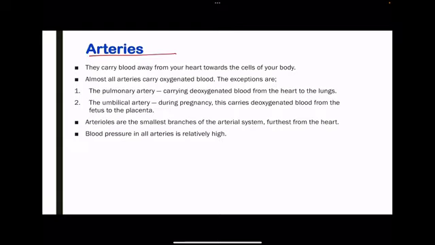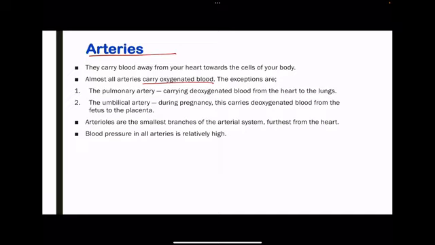Beginning with the arteries, of course, arteries carry blood away from the heart towards the organs. And since they're carrying blood away from the heart, we expect this blood to be at high pressure, so they should be adapted to withstand the high pressure of the blood that they carry within them. Almost all arteries carry oxygenated blood.